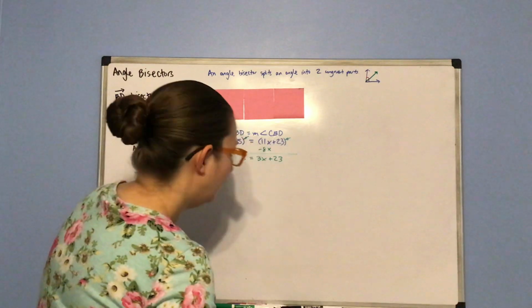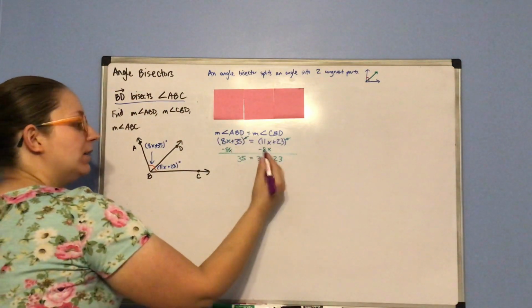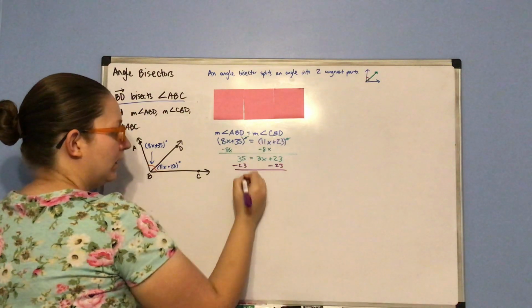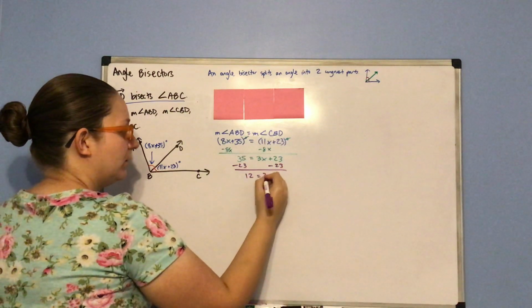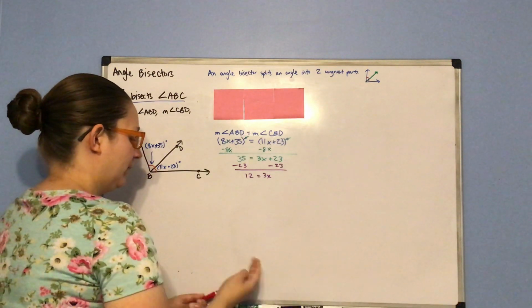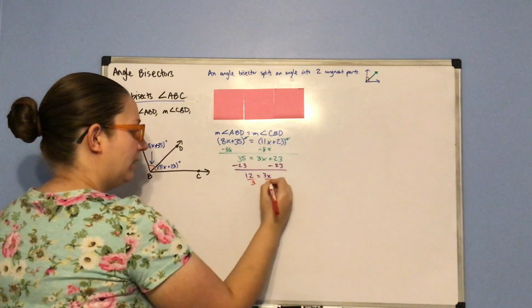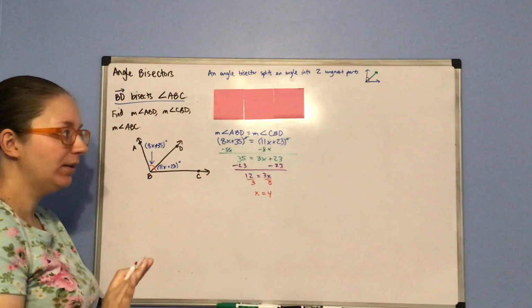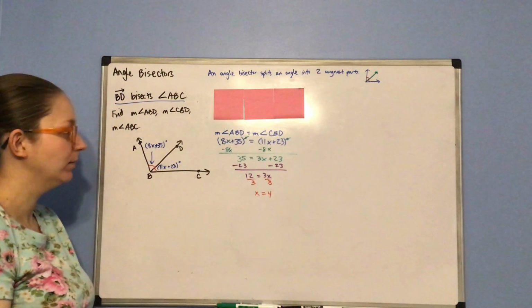Okay, from here, sorry about that, we need to undo plus 23 by subtracting 23. So I'm going to get 12 equals 3x. And when I solve that for x, divide, I get x equals 4. You might say, okay, I'm done, I found x. And that's not what they're asking for.